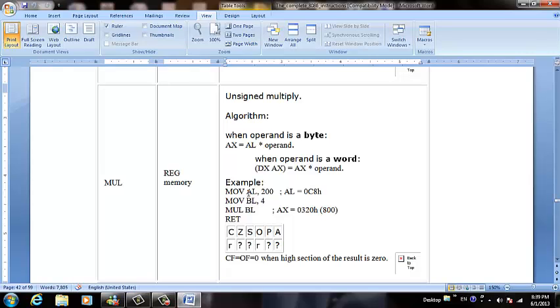The mul instruction usually multiplies the contents of its operand with the contents of the low byte of the accumulator. The result will be stored in AX. Here, say BL is 4, AL was loaded with 200, multiply BL, that makes 800 decimal stored in AX. This is unsigned multiplication.